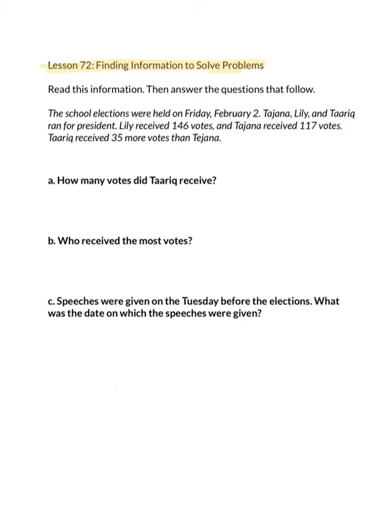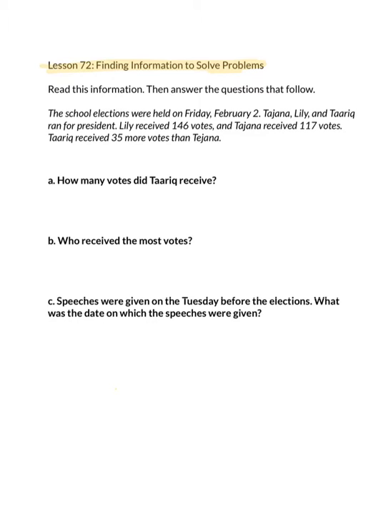Our instructions are to read the information and then answer the questions that follow, which are A, B, and C. Here we go. The school elections were held on Friday, February 2nd. Tahana, Lily, and Tyreek ran for president. Lily received 146 votes, and Tahana received 117 votes. Tyreek received 35 more votes than Tahana. Okay, we've got our information. I'm thinking about it for a second. Now I'm going to go to question A. How many votes did Tyreek receive?